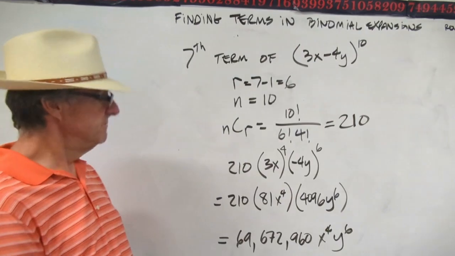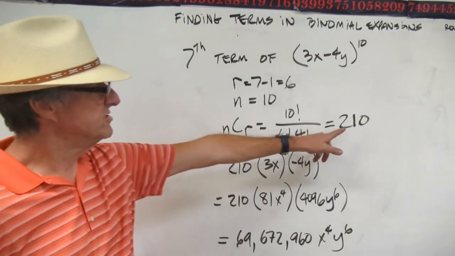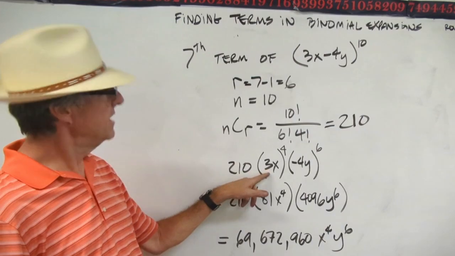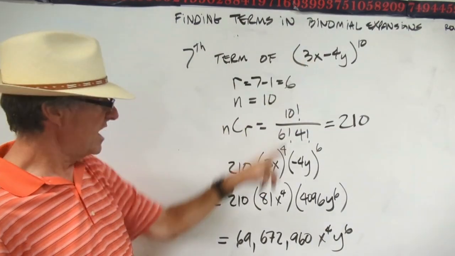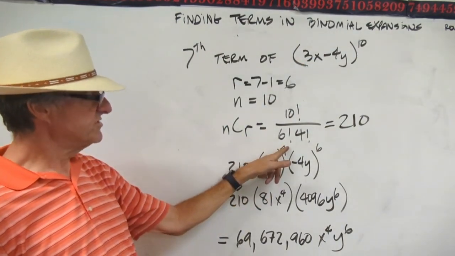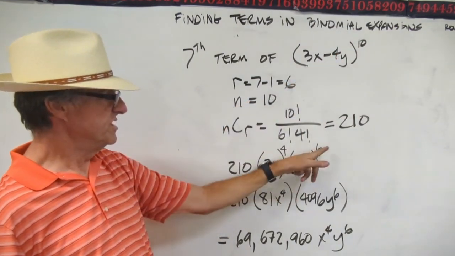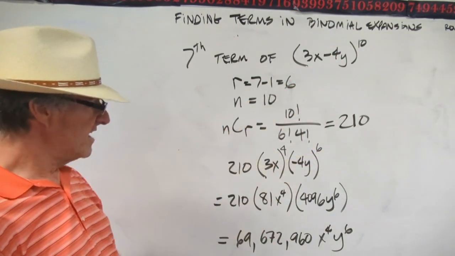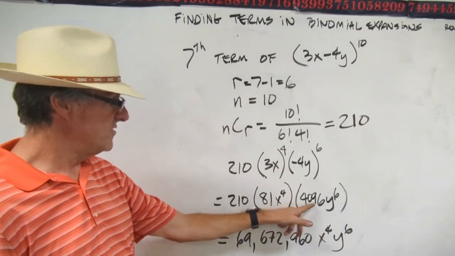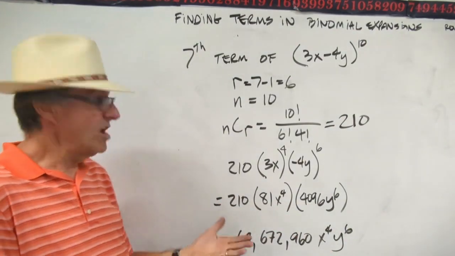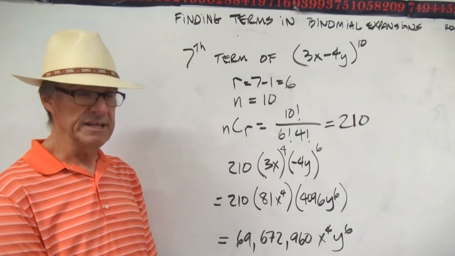All right, let's see how you did. So basically, taking my 210, plugging it into my formula where I have 210 times the a term, the x term, 3x, to the n minus r times the y term, minus 4y, to the r. And then I simplified that on down, and I'm getting in some pretty heavy multiplication here, but this is your term.